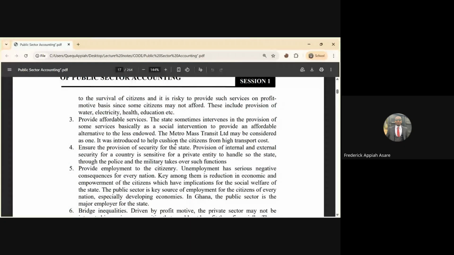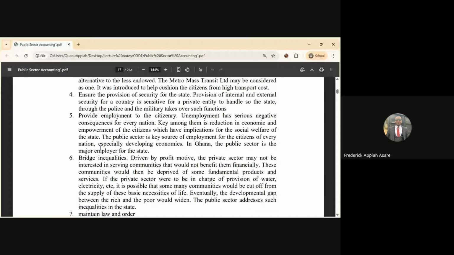They also ensure the provision of security of the state. You can't give the security of the state to a private person. Security is a crucial thing that every government, every state has to take care of by itself. So that is another objective of the public sector. They also provide employment to the citizens.